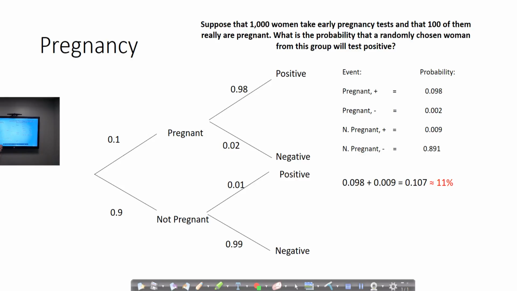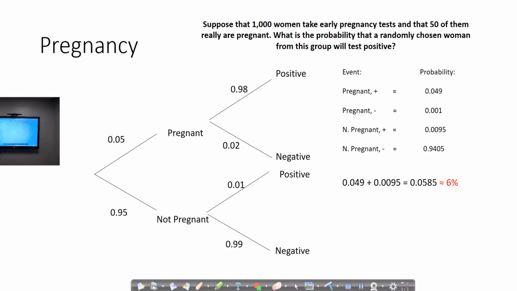So what's the probability that a randomly chosen woman from this group is going to test positive? Well, you have your pregnant women that are positive, so multiply along that line, which is your percentage here, and your not pregnant women that are going to test positive, which is going to be your number here. You add those together to get about 11%.